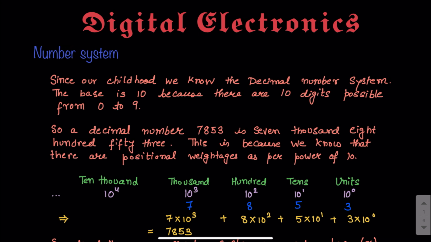So let's get started. Since our childhood, we have been knowing the decimal number system. The decimal number system has a base of 10 because there are 10 digits which are possible and they go from 0 to 9. So a decimal number, that is 7853, is equivalent to 7853. This all of us know.